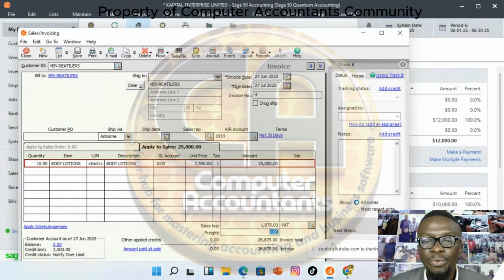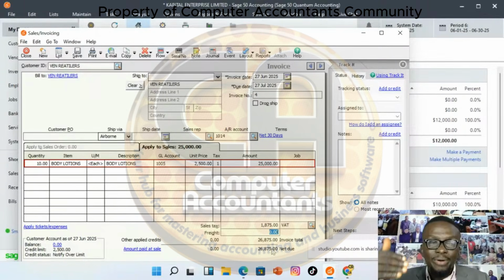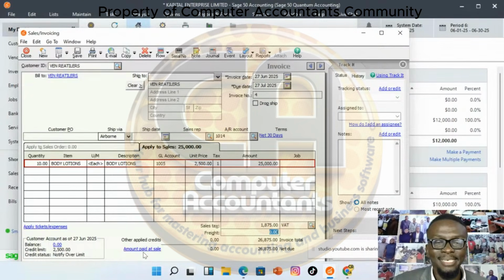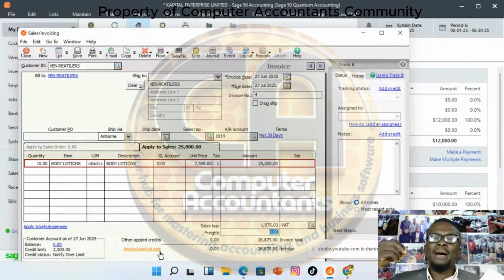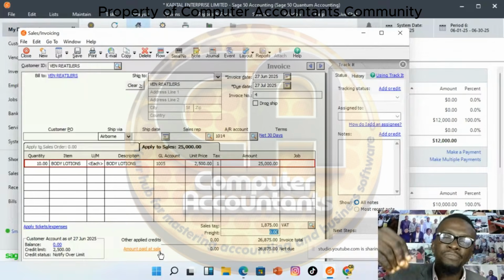Good. Now his total value of the 10 body lotions is 26,875, but he has 20,000 right now. He wants to make a part payment of 20,000, right? Good. Now what do I do? Look at this place. It changes to red. It's a hyperlink. It says amount paid at sales. That is amount paid at the point of sales, right?